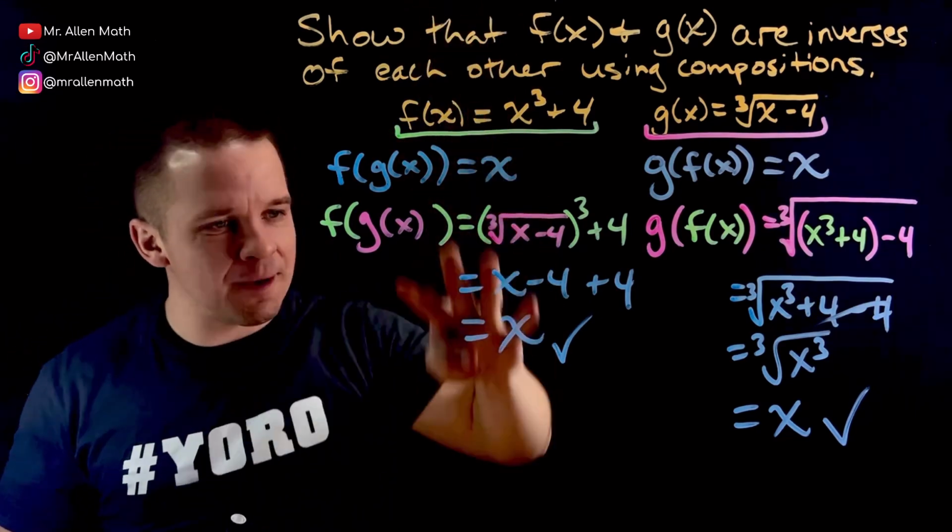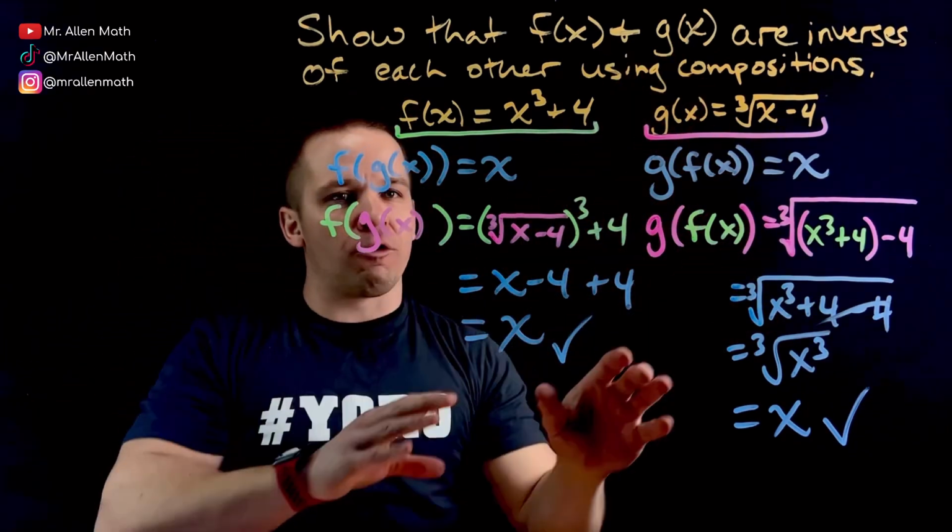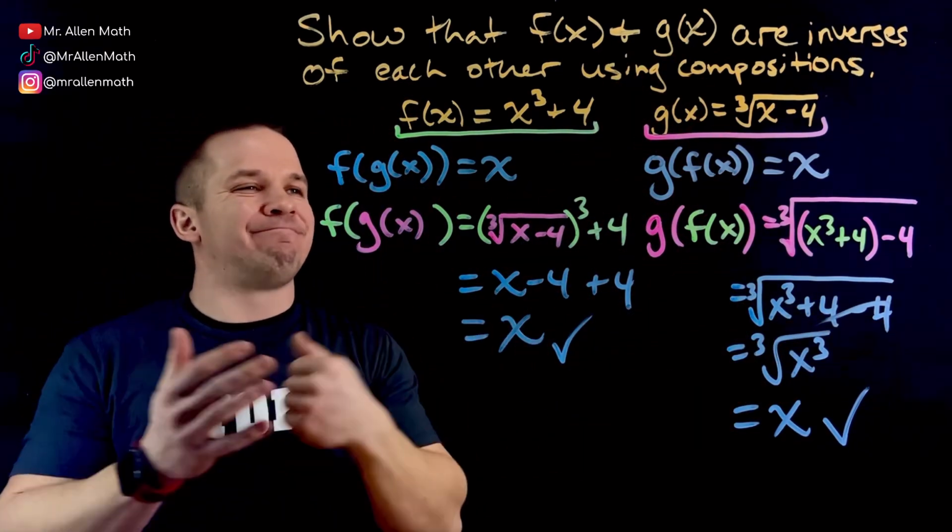So I've now shown that the composition equals x here as well as here. These are inverses of each other. Full credit, all the points, all the awesomeness, and that's pretty dope, man.